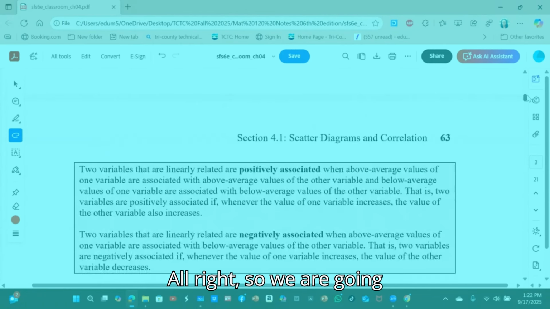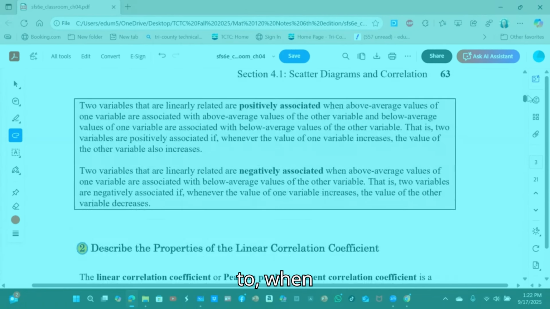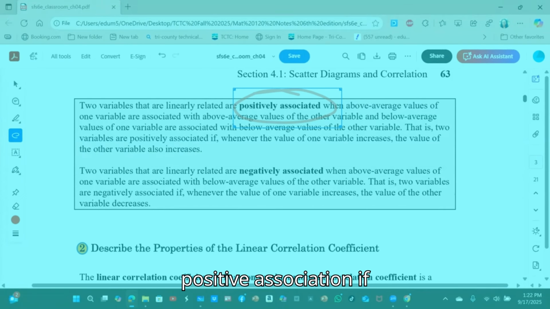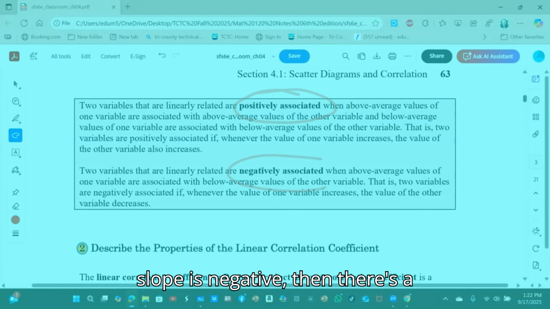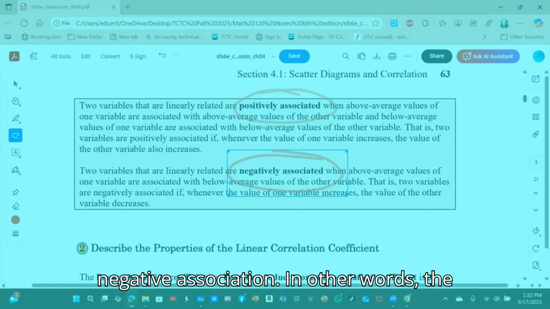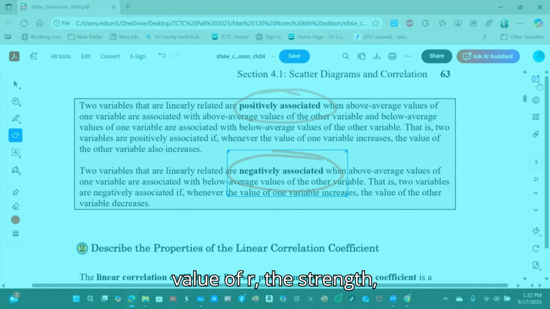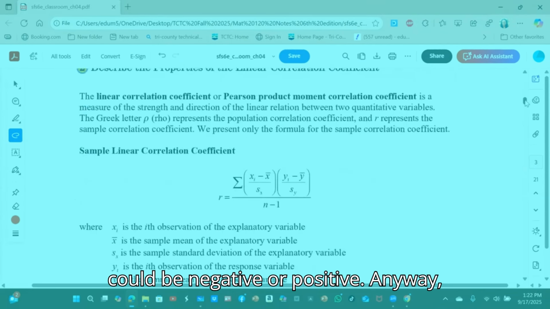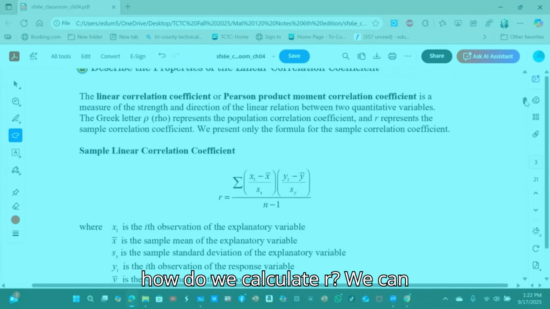All right, so when I have a positive relationship, I will say that there is a positive association. So there could be a positive association if R is positive. If the slope is negative, then there's a negative association. In other words, the value of R shows the strength of the relationship. It could be negative or positive. Anyway, how do we calculate R?